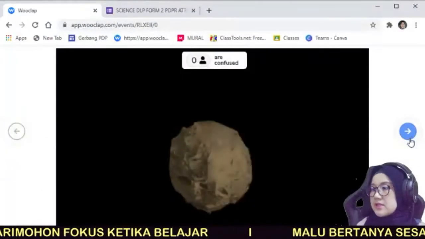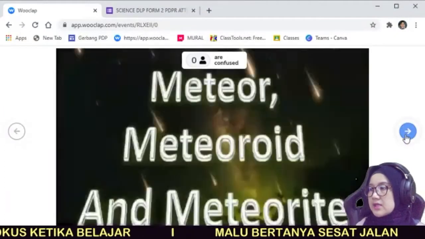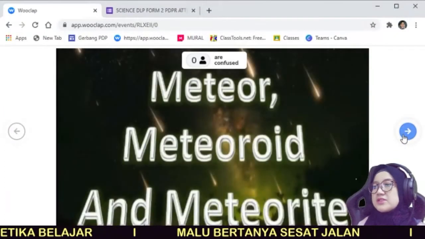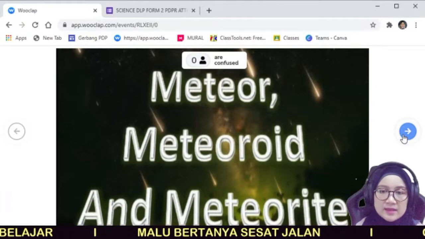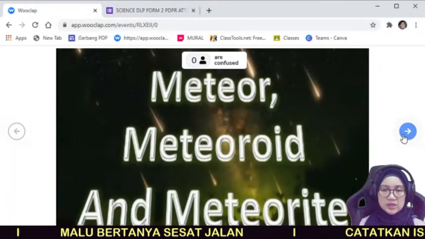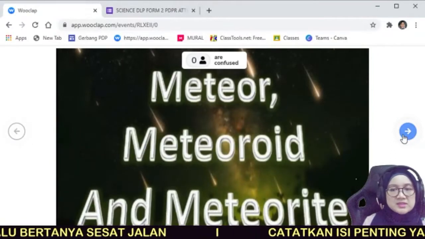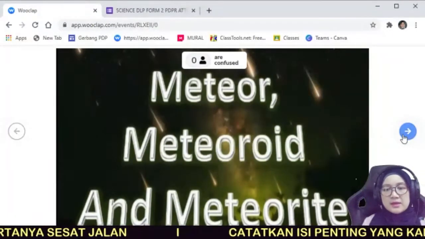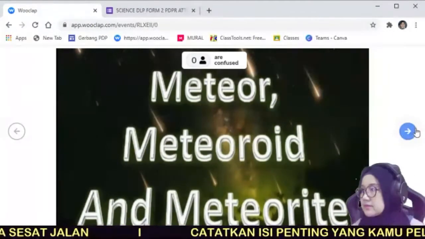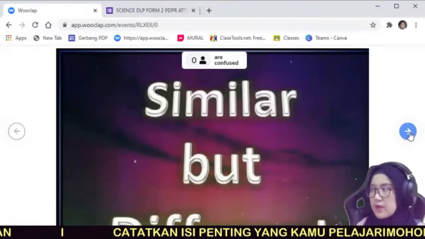Okay, so let us continue. Okay, here we can see the meteoroid. So meteor, meteoroid, and meteorite. There are three terms here that we are going to discover today. So what is meant by meteor, what is meant by meteoroid, and what is meant by meteorite? So similar but different. Why do we say that?